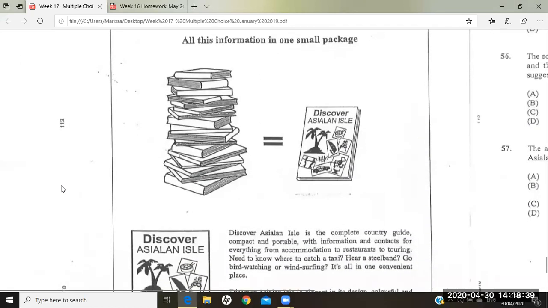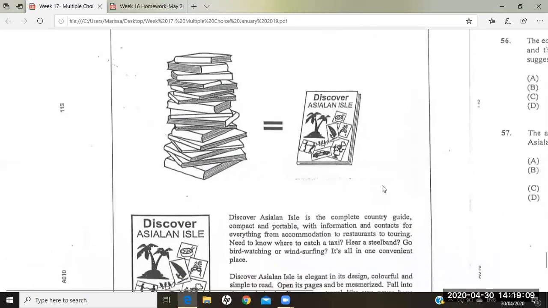It says all this information in one small package. So you're seeing all this, and then it's being reduced, and it's concise now, and it says equal to. So all this is equal to just one small package. And it is entitled Discover Asia Land Isle. So isle here meaning island. So let's hear. So all this information about this island could just be found in this little package, just one small package.